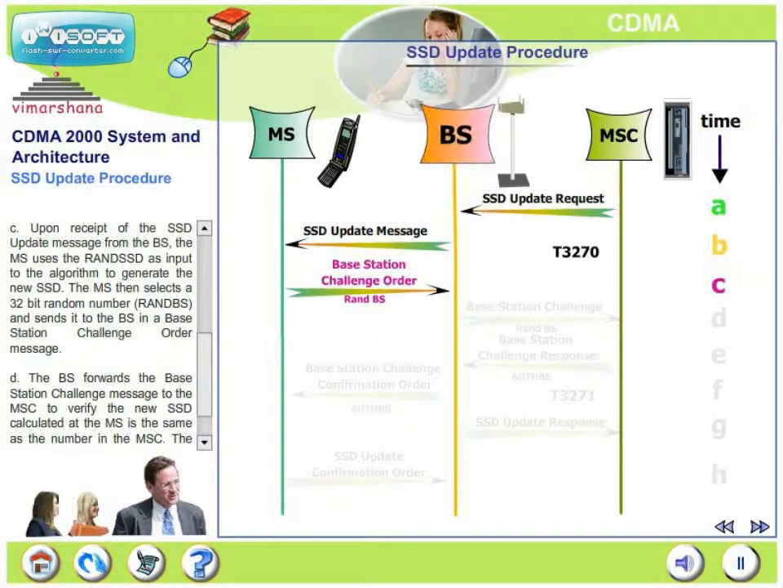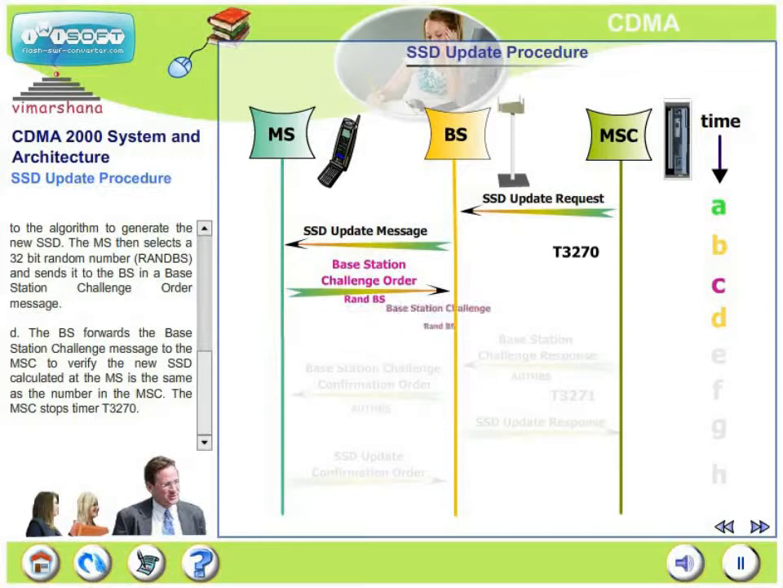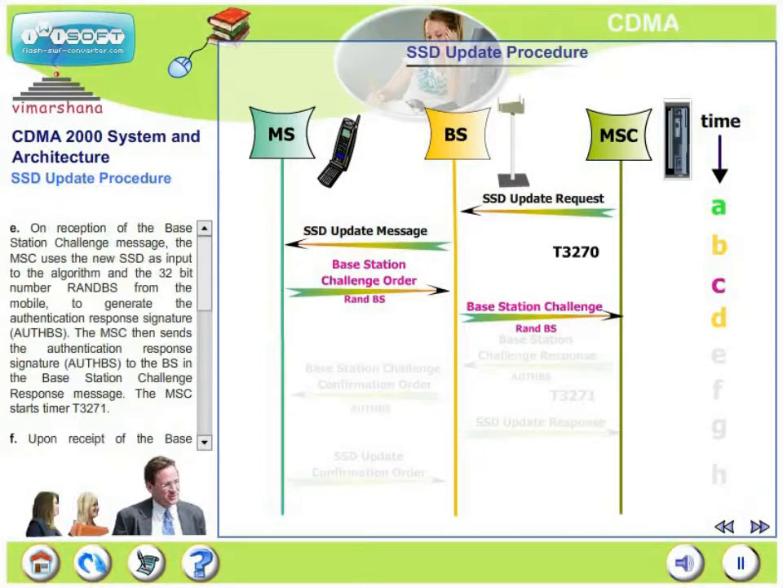The mobile selects a 32-bit random number, RANDBS, and sends it to the base station in a base station challenge order message. The base station forwards this base station challenge order message back to the MSC to verify the new SSD calculated at the mobile is same as that in MSC. MSC stops this timer T3270 because it has received a base station challenge message from the mobile via base station. On receipt of this base station challenge message, what does MSC do?